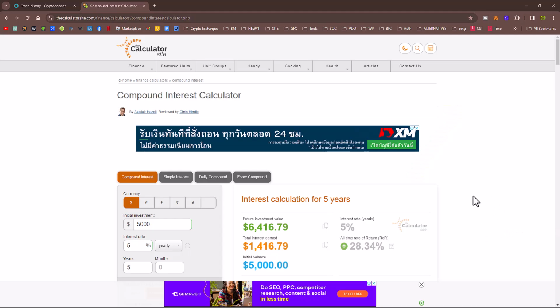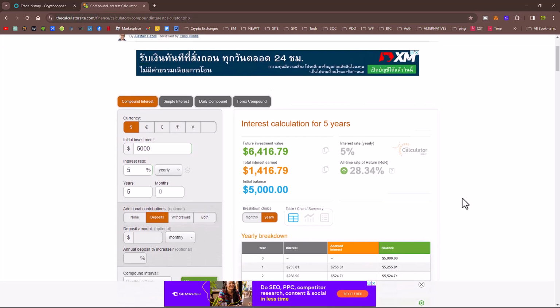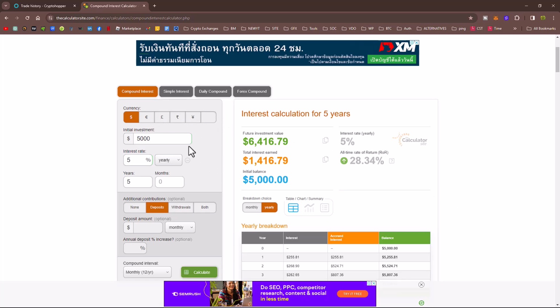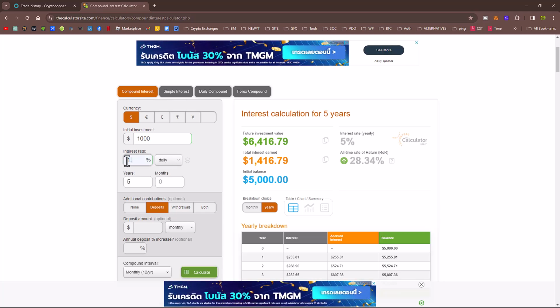Alright, so this website is called thecalculatorsite.com, and the cool thing about this is it allows you to choose your currencies. It allows you to put in your initial investment, let's say $1,000 here, and you can choose your yearly, daily, weekly, monthly, quarterly rate of interest. So I'm going to put in my 1.05 in there, obviously, and it's daily, and I'm going to let this compound for 2 years. Alright, it's going to start from $1,000, and we're going to put in a deposit here.